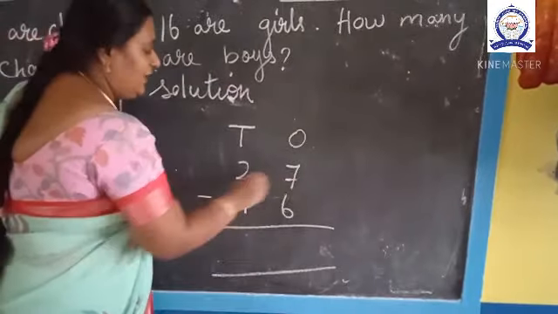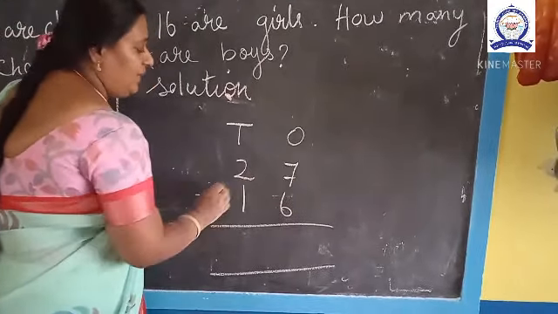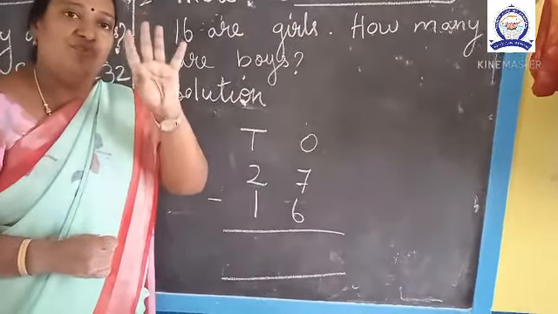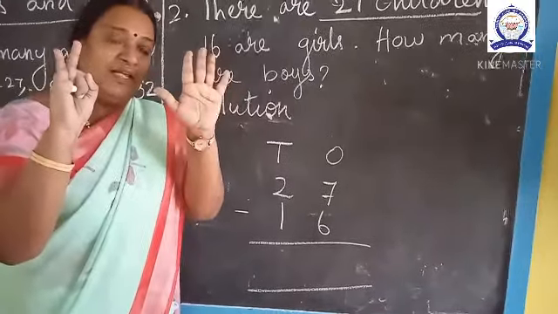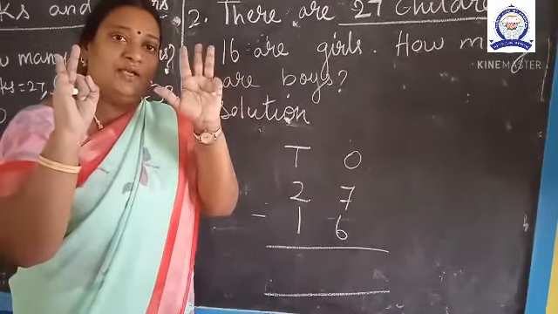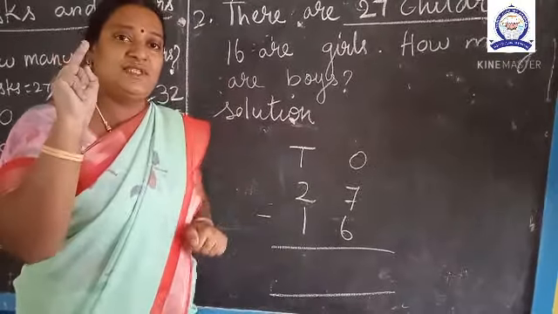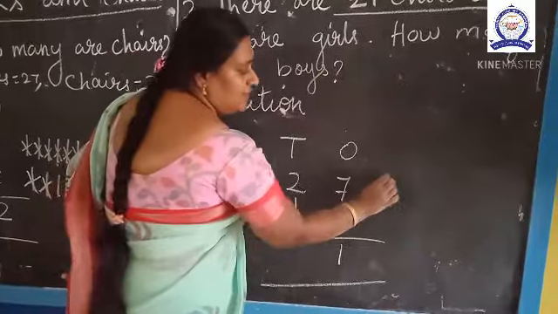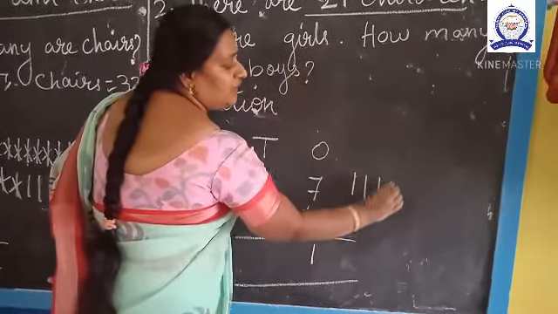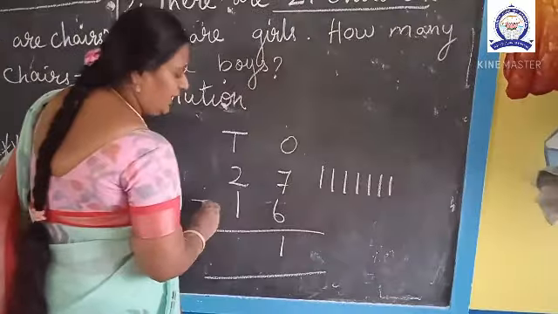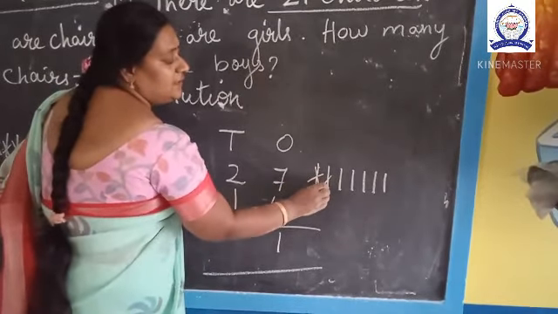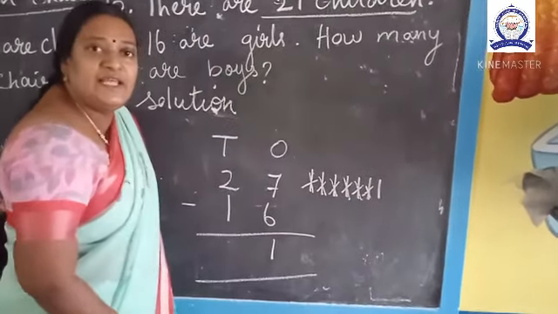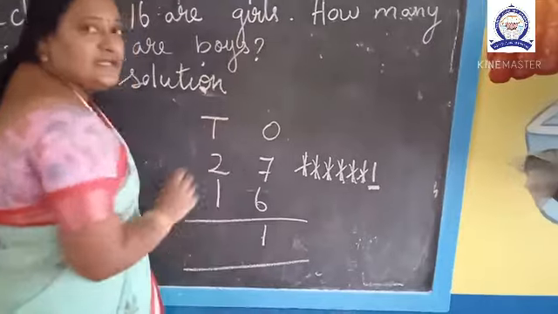So you subtract 7 minus 6, ones column. Either crossing out method or finger method. So 7 fingers, 1, 2, 3, 4, 5, 6, 7. 7 finger la 6 finger minus பண்ணுங்க. 1, 2, 3, 4, 5, 6. Remaining is 1 finger. Or crossing out method: draw 7 lines, minus 6, cross out 6. How many lines left? Only 1 line. So your answer is 1.